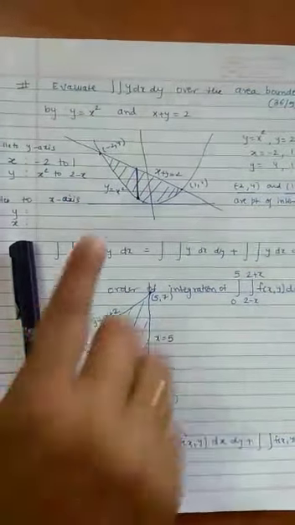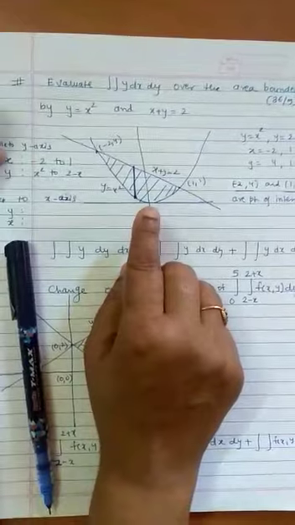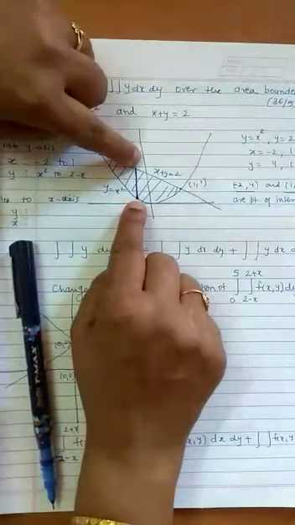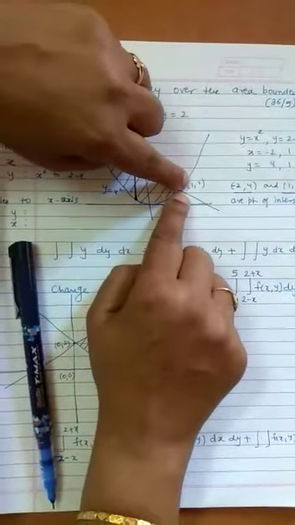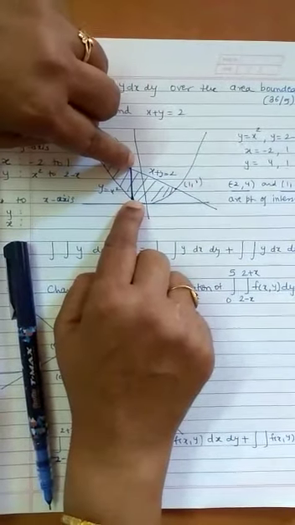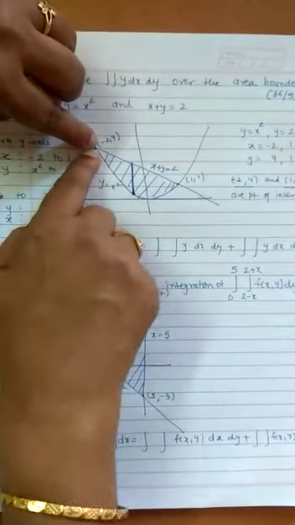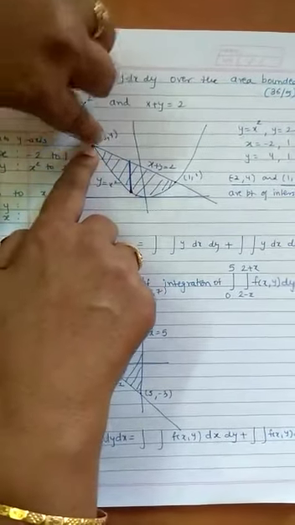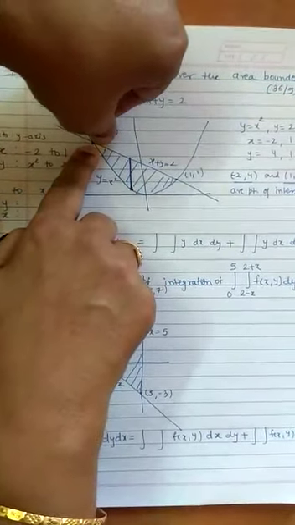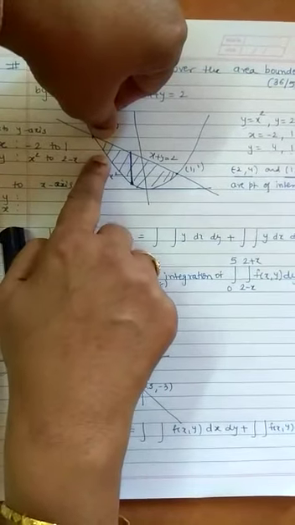Remember, if I am going to find the limits of x, which is constant, I need to move my strip. And when I am moving my strip, I should have a smooth curve. When I started walking from here, on my left hand I am having the line and on my right I am having the parabola.